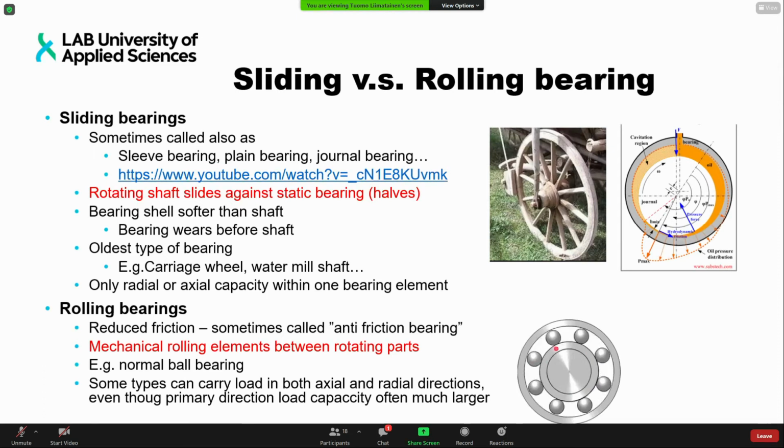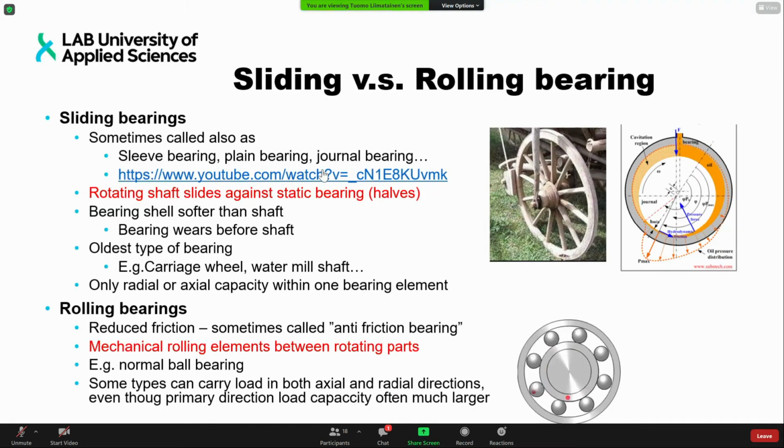If we go and look deeper about this division between sliding bearing and rolling bearing, sliding bearing is the oldest type of bearing type. You can see them in cartwheels, like in this picture. They are sometimes called also as sleeve bearings, plain bearings, journal bearings. Numerous designation for a sliding bearing, slightly depending on the application. So the naming is somewhat related to the application they've been using in.